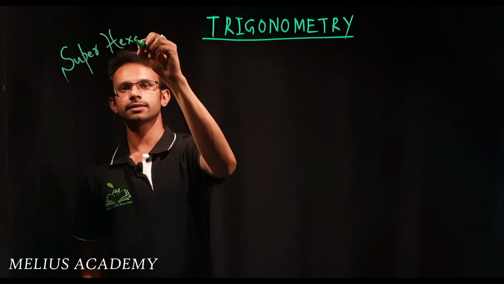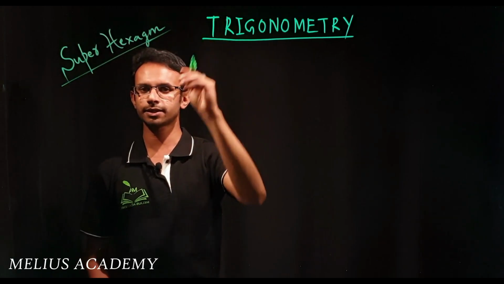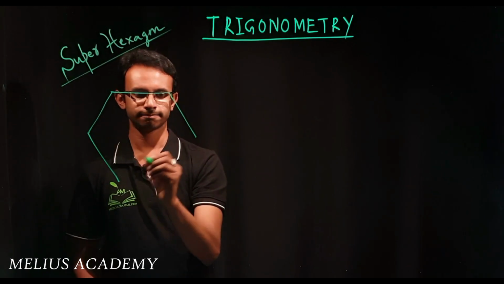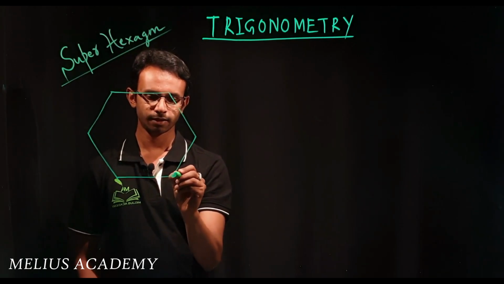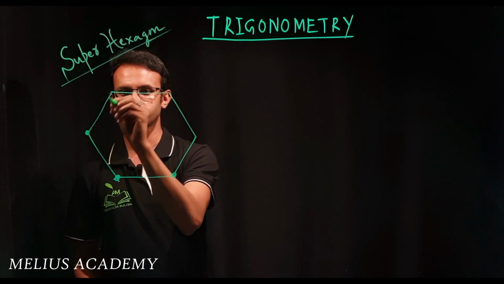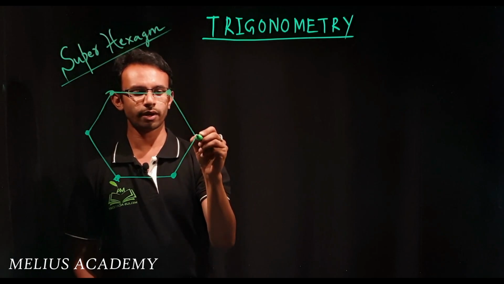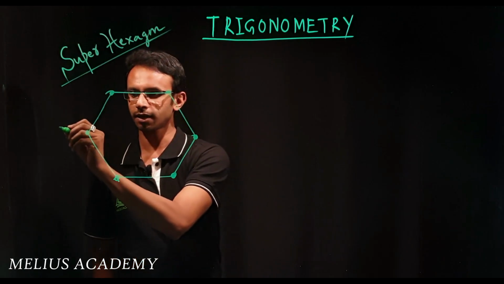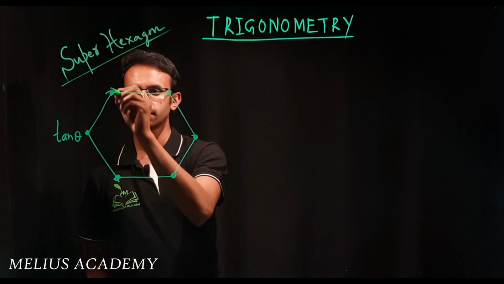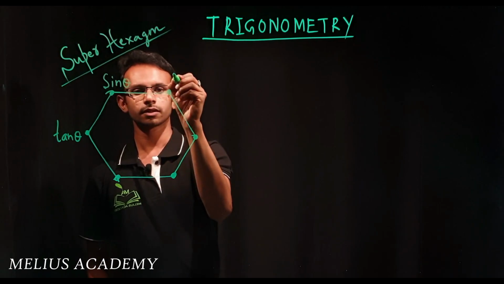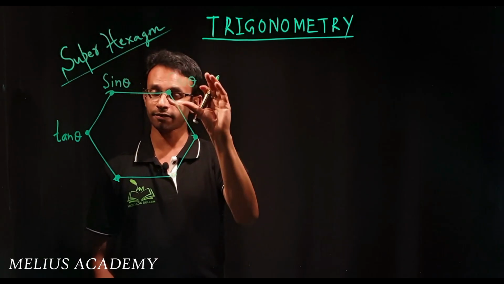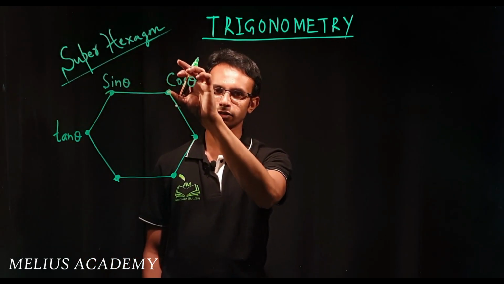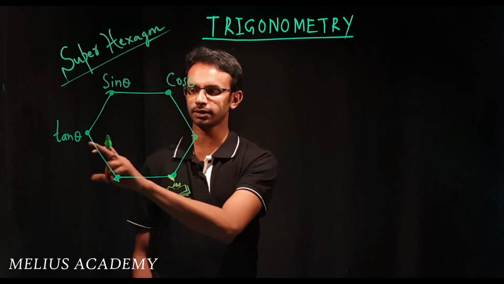Super hexagon. And you know the name is hexagon, so it's a six-sided polygon, and this has six vertices. The reason why we selected hexagon is trigonometry has six functions. We start from this vertex, call it tan theta, followed by sin theta, then cos theta. The way of writing these three is also simple. You all know tan theta is nothing but sin theta divided by cos theta. So by that relationship, I am starting with tan, sin and cos.